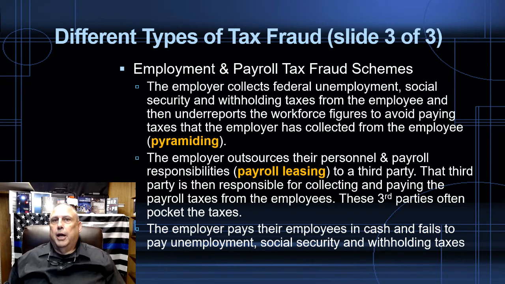The employer also can outsource their personnel and payroll responsibilities. This is called payroll leasing to a third party. And that third party is then responsible for collecting and paying the payroll taxes of the employees. These third parties often pocket those payments and then go out of business. This is a fairly common fraud that we see in payroll leasing. And the last one is the employer pays the employees in cash and fails to pay unemployment, Social Security, and withholding taxes. We see this very frequently, where employers try to pay in cash to avoid paying taxes.